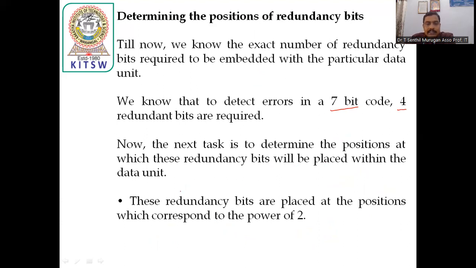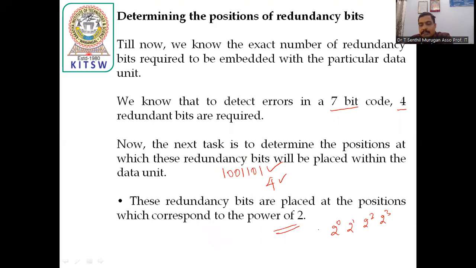So then what is the next task? To determine the position at which these redundancy bits will be placed within the data unit. Okay, so 7 bits are there, 1001101, we have taken as the data word. In this data word, where we are fixing these 4 redundancy bits, that we have to identify. These redundancy bits are placed at the positions which correspond to powers of 2. Okay, powers of 2 means 2 power 0, 2 power 1, 2 power 2, 2 power 3, like that.